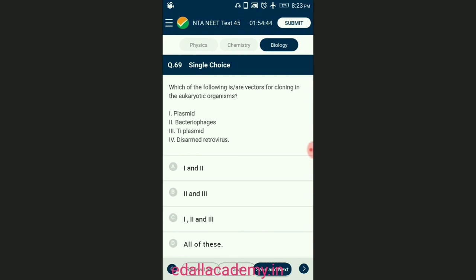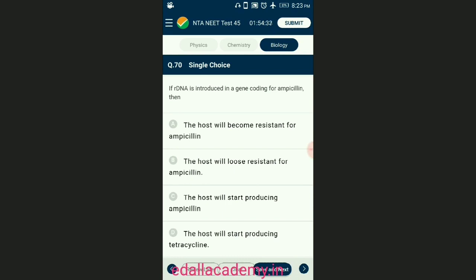All of these are vectors for cloning in eukaryotic organisms. Question number 70. If recombinant DNA is introduced in a gene coding for ampicillin, then the recombinant plasmid will lose ampicillin resistant nature due to the insertion of foreign DNA, and this is known as insertional inactivation, but can still be selected out from non-recombinant by plating the transformants on ampicillin medium. So the answer for this question is option B, the host will lose resistance for ampicillin.